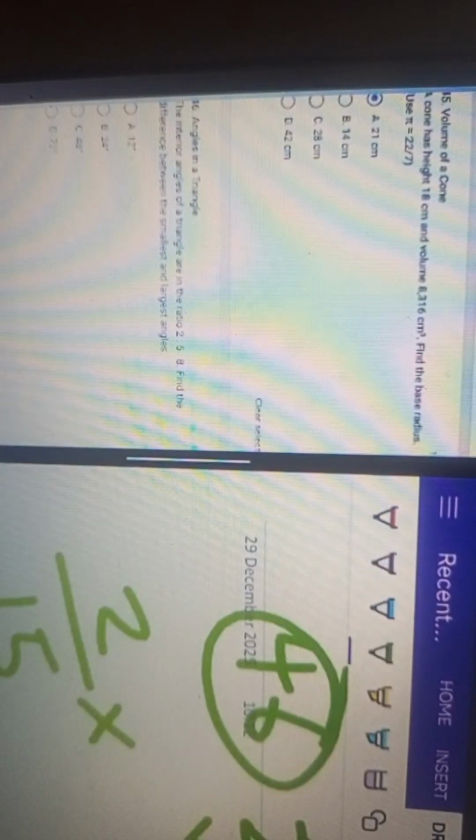So 2 over 15 times the total angles that they are sharing, which is 180. So 15 here 1, 15 here should be 12. Let's confirm that. 180 divided by 15. Yes, 12. So 2 times 12 will give me 24.